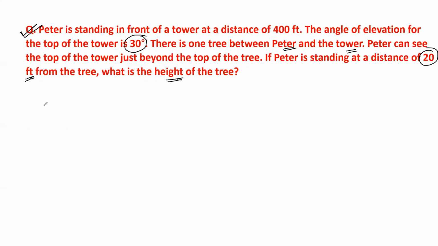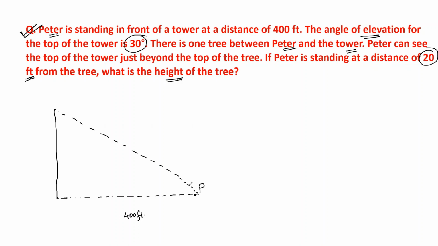So again, there is a tower. So let us represent the tower by this line and Peter by this point P. It has been given that Peter is standing at a distance of 400 feet from this tower. So that means this length would be 400 feet. And also it has been given that the angle of elevation for the top of the tower is 30 degrees. So if we draw this line, in that case, this angle would be 30 degrees.